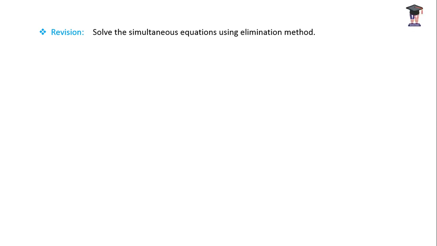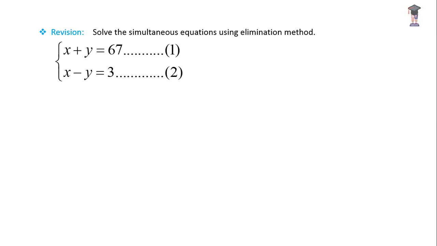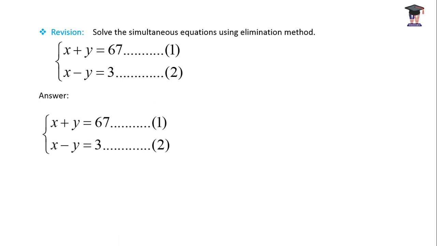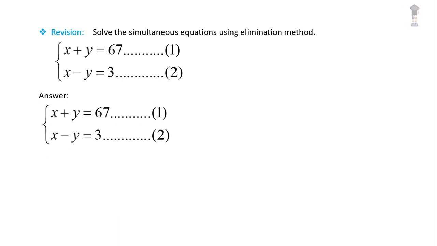Okay, before we go through to our topic, let's revise what we have learned: simultaneous equations using the elimination method. Here is the exercise. Okay, the answer: to start solving it by the elimination method, we can omit y, since the first equation has plus y and the second equation has minus y.